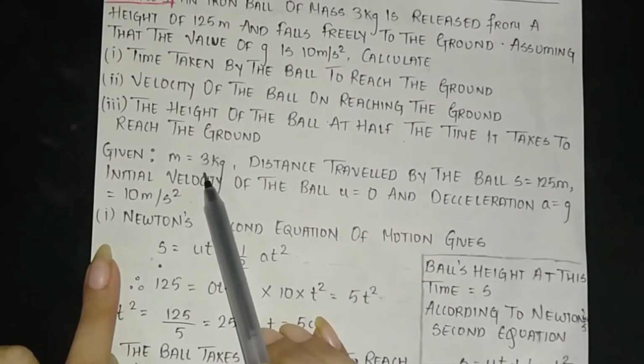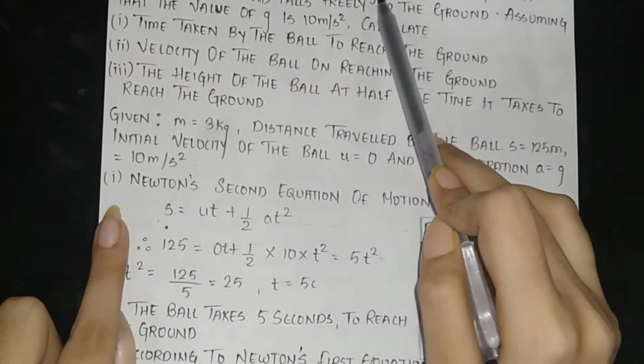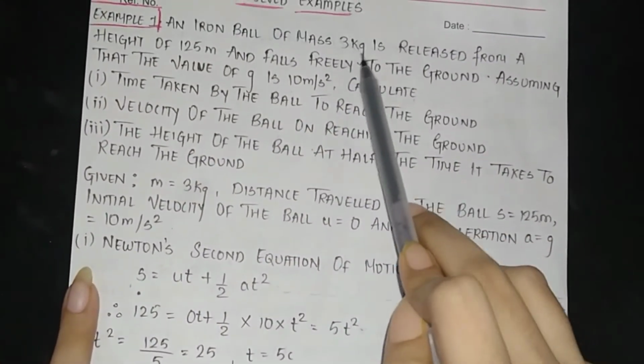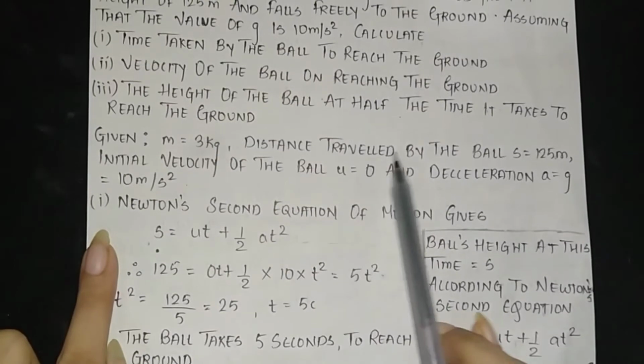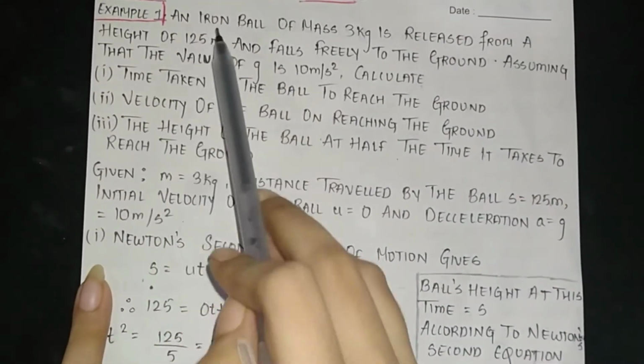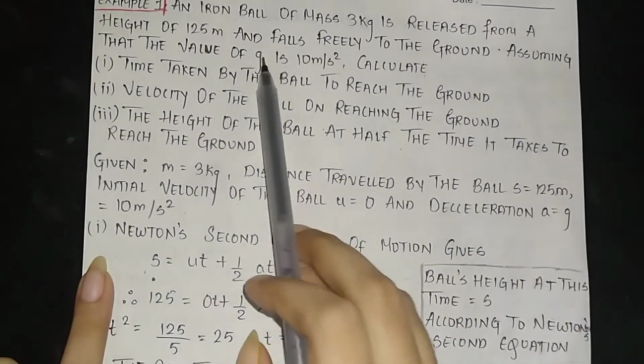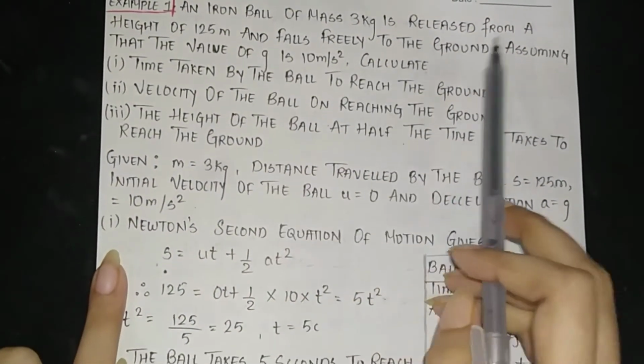First, what is given? Here the mass of the iron ball is 3 kg. Kg is the unit of mass. Distance traveled by the ball means the ball is released from a height, so the distance traveled is 125 meter. And the body falls freely to the ground.